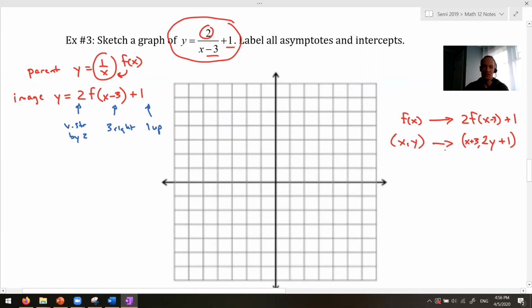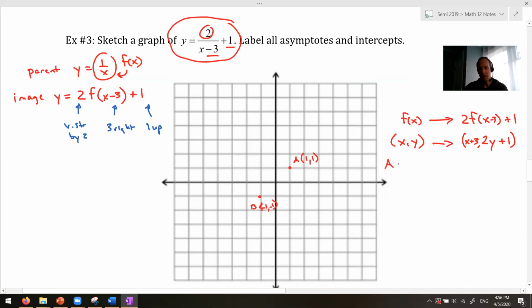Remember, x minus 3 has the opposite effect that we would expect. So I'm going to take some key points here. Normally we would have, like, I'm going to call this A, and I'm going to call this B. A is located at 1, 1. B is located at -1, -1.